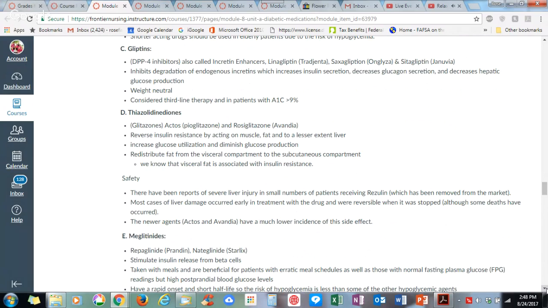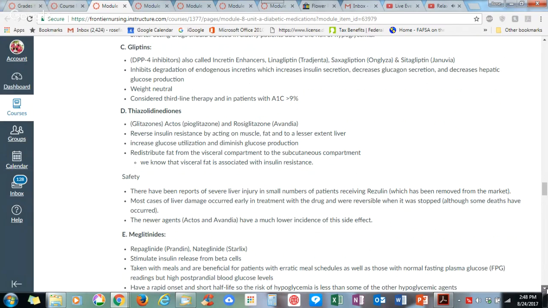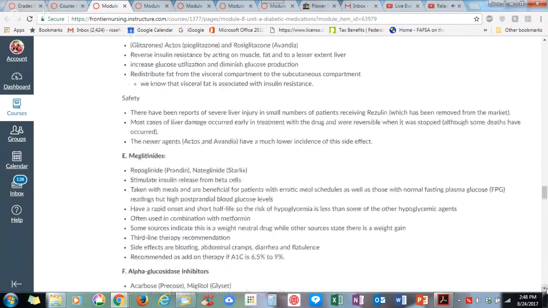Thiazolidinediones, which are glitazones such as Actos, pioglitazone, and rosiglitazone, which is Avandia, reverse insulin resistance by acting on muscle, fat, and to a lesser extent liver, increase glucose utilization, and diminish glucose production, redistribute fat from visceral compartment to sub-Q compartment. We know that visceral fat is associated with insulin resistance.